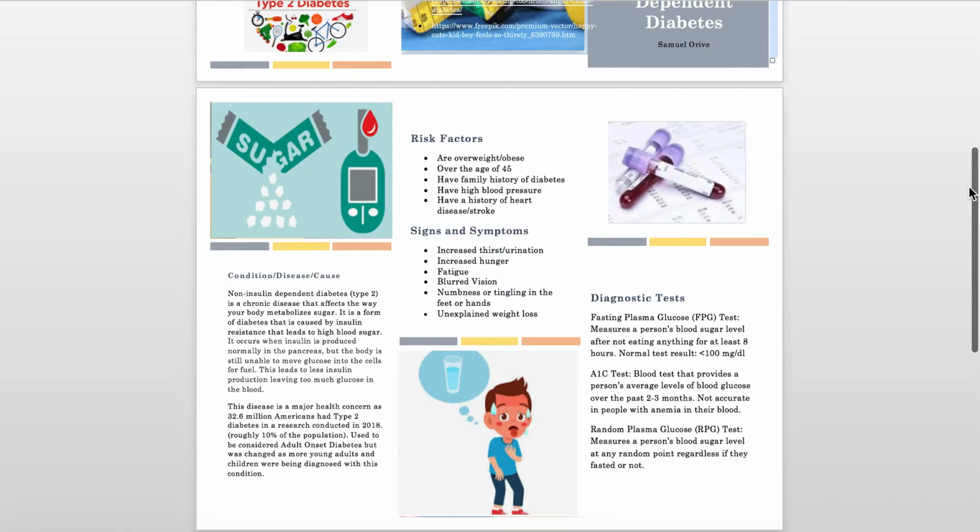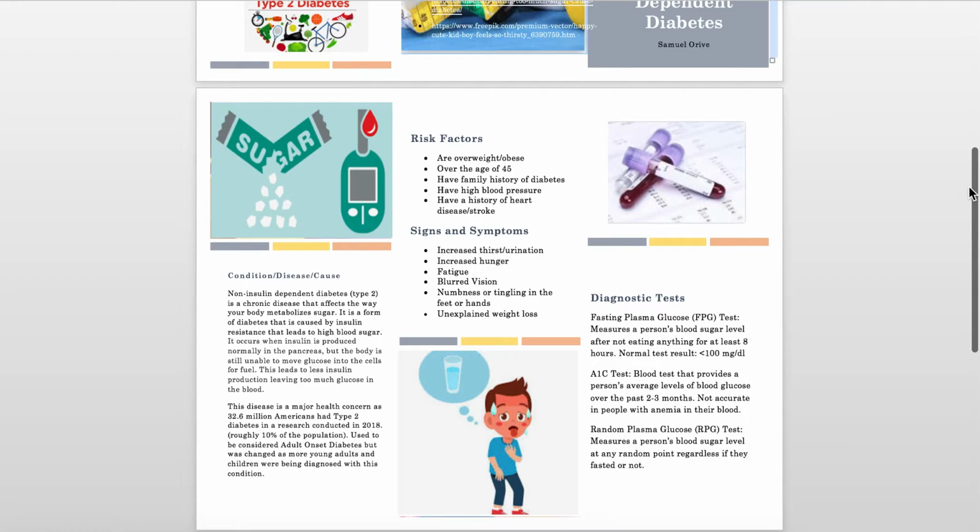Some diagnostic tests that are used to diagnose type 2 diabetes are the fasting plasma glucose test, which measures a person's blood sugar level after not eating anything for at least 8 hours. So a normal test result would be under 100 milligrams per deciliter. Anything over that would be considered diabetes.